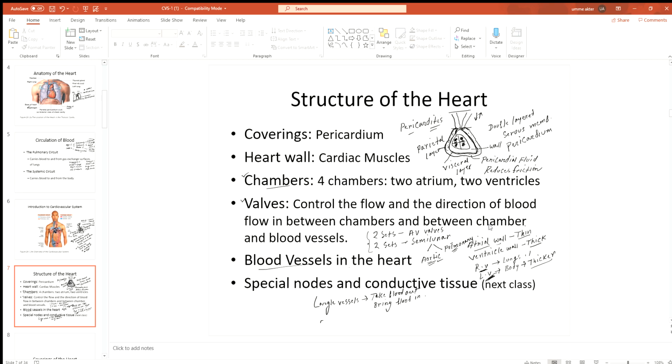Now, small blood vessels are present in the wall of the heart. Those are not to take the blood out or in from the heart, those are to supply blood, oxygen and nutrition to the heart muscle. Okay, and the arteries that supply blood to the heart muscle are the coronary arteries, the coronary circulation. Okay.